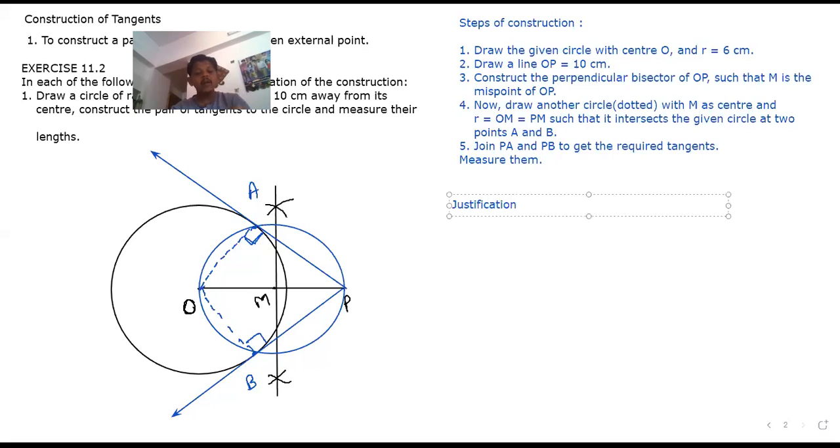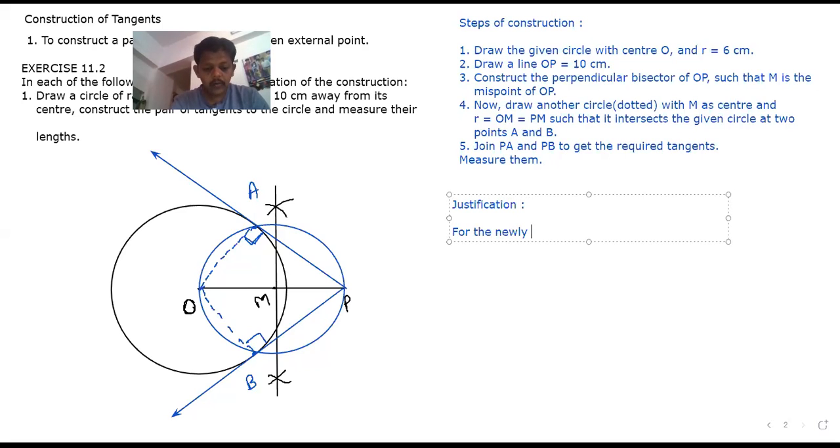And also check whether your angle OAP, join OA and check it has to be a 90-degree angle. Automatically it will come as a 90-degree angle. That is the beauty of construction, children. Your angle OAP is going to be a right angle. Check it out. So I'm writing the justification parts.